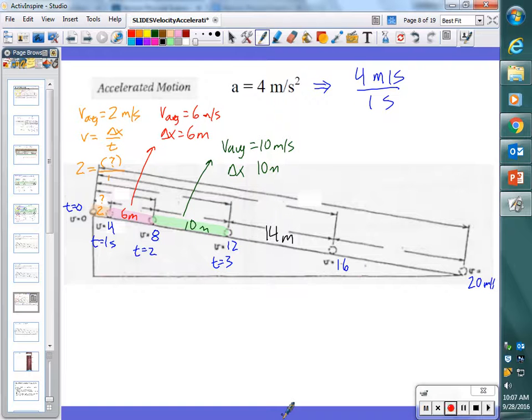14. Does that make sense? Why? Okay. And that means that this time it would go how far? You tell me what the last one is. Did you write it down?